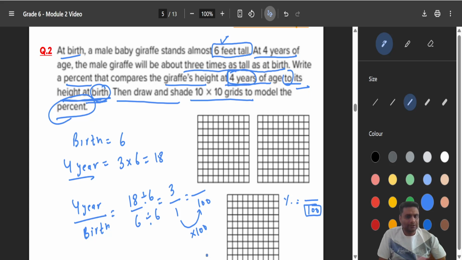Yes or no? Correct? So whatever you did here, do it with the numerator, the upper side, also. It will become how much? 300, right? So there are 3 grids here, correct? And we need 300 boxes. Each grid has 100, 100 and 100 boxes, so we have to fill all the grids. I will fill this grid completely.